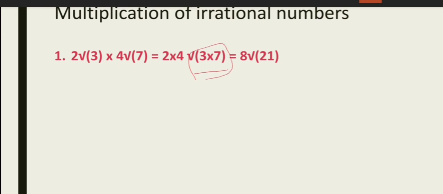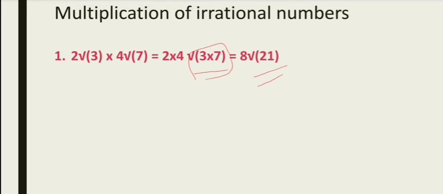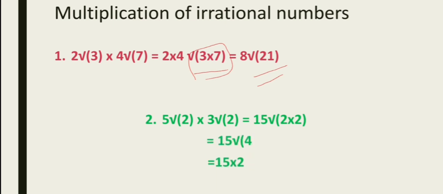Now 2 4s are 8, the product of coefficients. Next 3 7s are 21. So that's what we got after the multiplication. Now let us take the second example. 5 root 2 into 3 root 2. So here you have the same number inside the root. So here also you will do the same multiplication process. 5 3s are 15, root 2 into 2. Root 2 into 2 is root 4. Root 4 we can write as 2. So that will be 15 2s are 30.